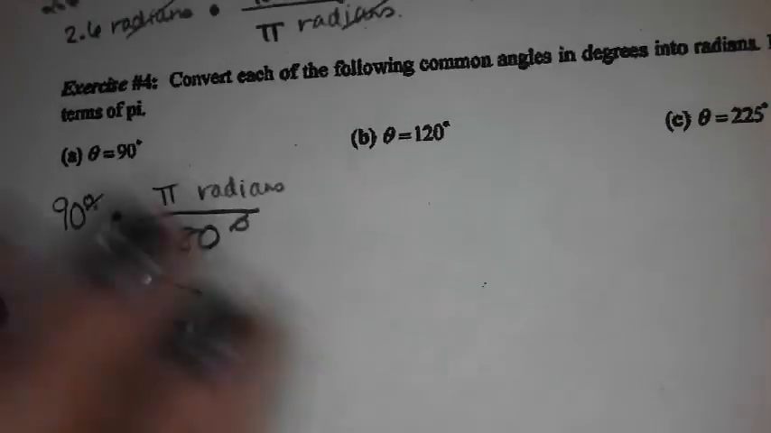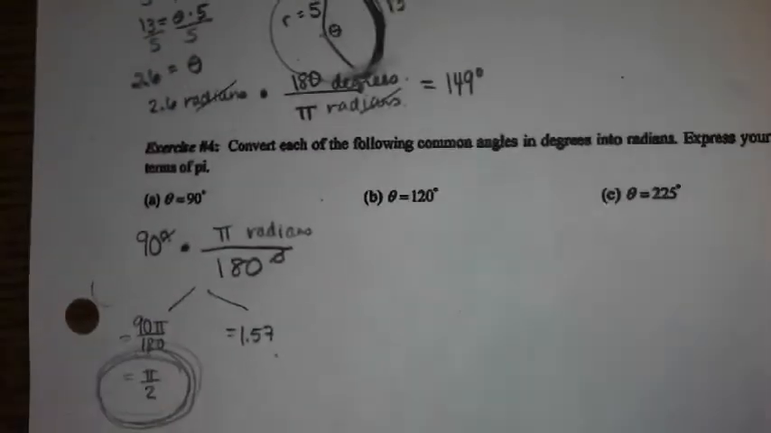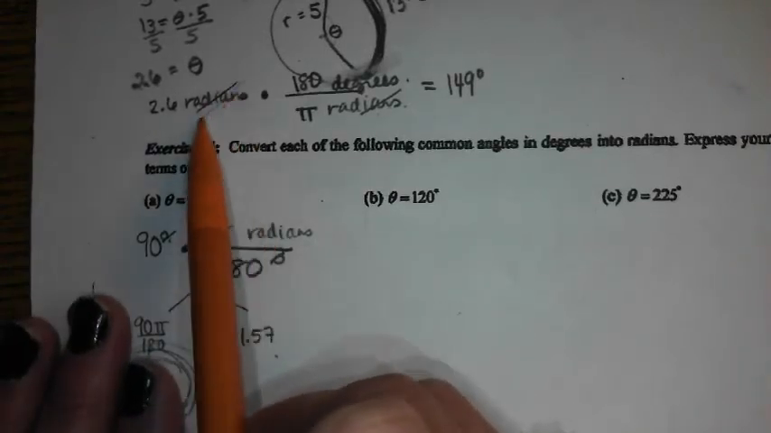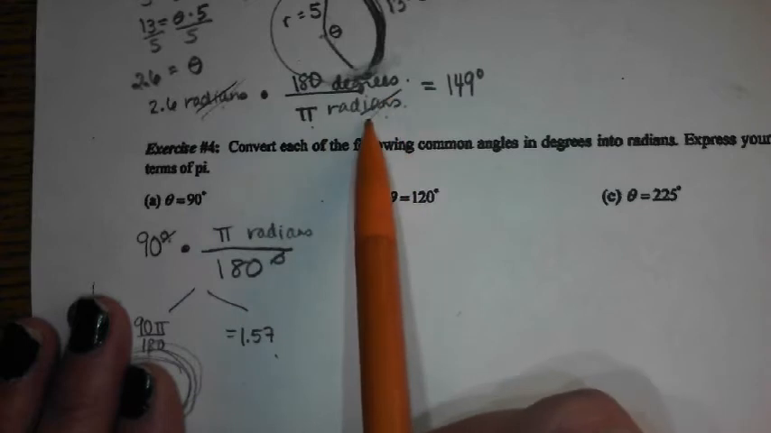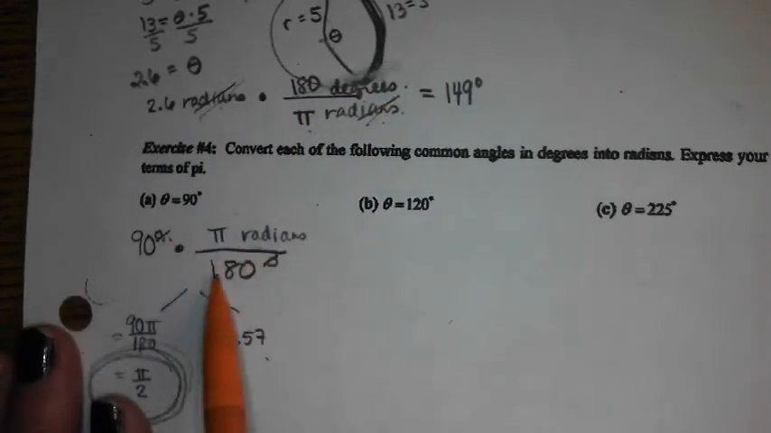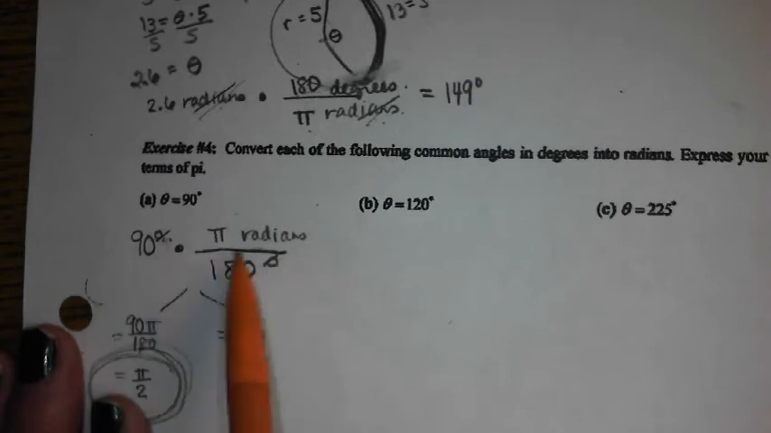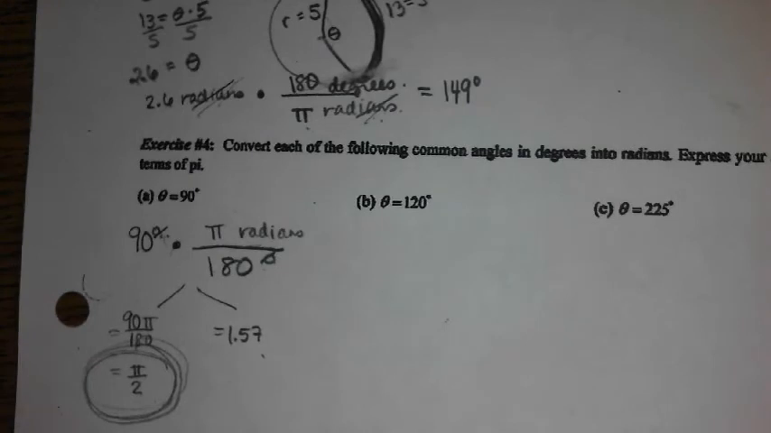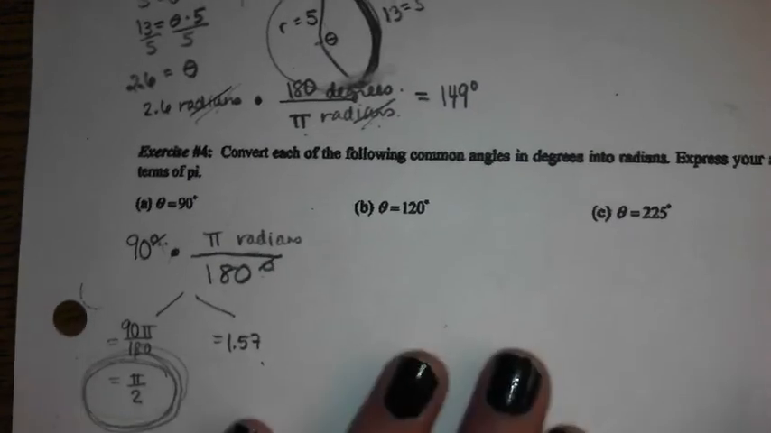So you can see where this would get confusing. Oh shoot, do I multiply by pi over 180 or 180 over pi? Think about what you want to cancel. If you want radians to cancel, then put the pi radians in the denominator and the 180 up top. If you want your degrees to cancel, then put your 180 degrees in the denominator so that they will cancel and you're left with the radians from the numerator. Does this make sense? Okay?